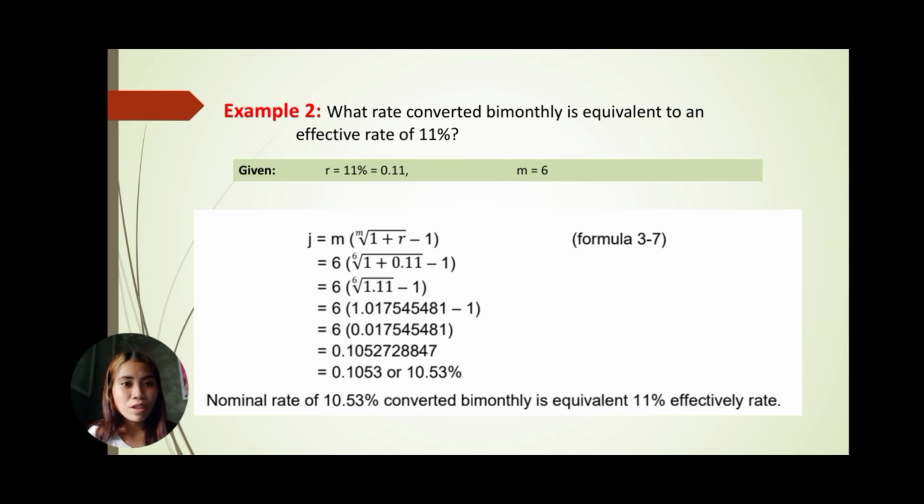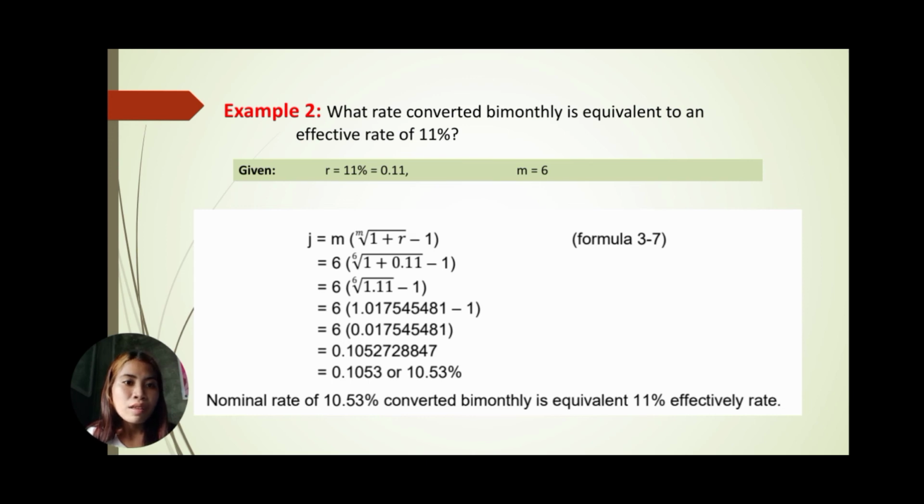Using the formula we derived a while ago, the formula in finding the nominal interest rate is J equals M multiplied by the quantity of the Mth root of 1 plus R, minus 1. So, supply the given numbers. We have M as 6 and R as 0.11. So 6 multiplied by the 6th root of 1 plus 0.11, then minus 1. We need to solve first the numbers in the parentheses.